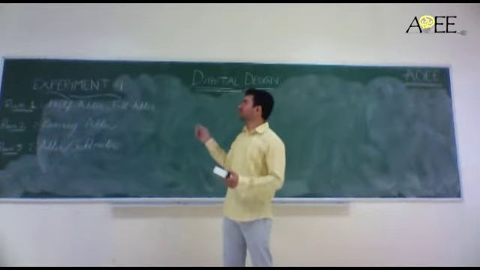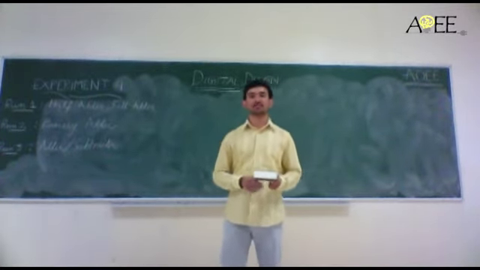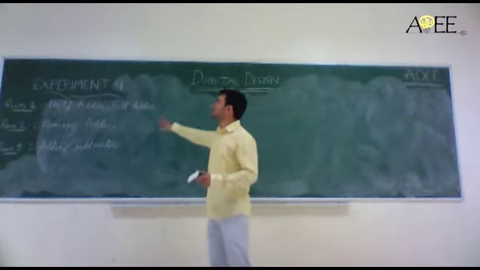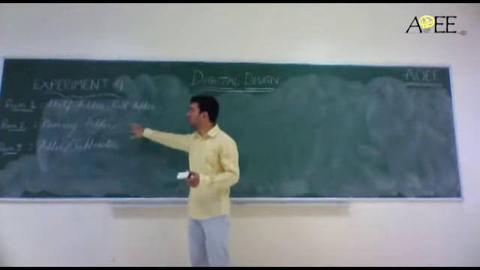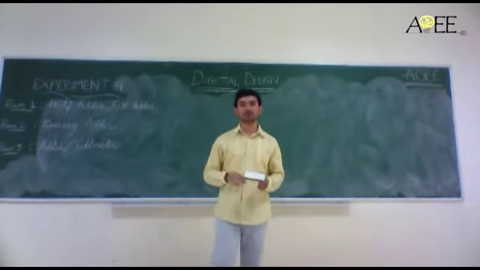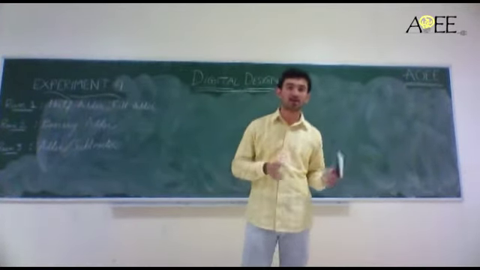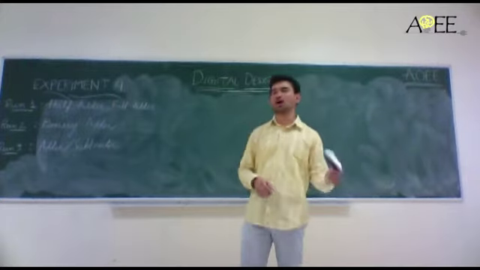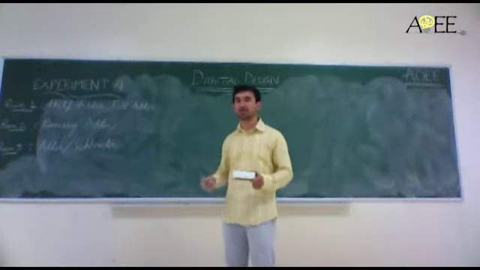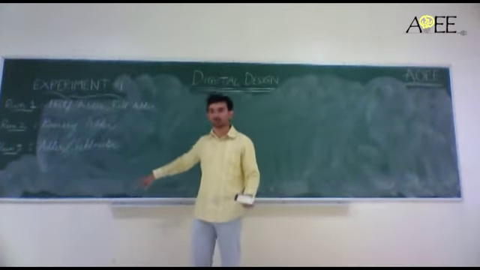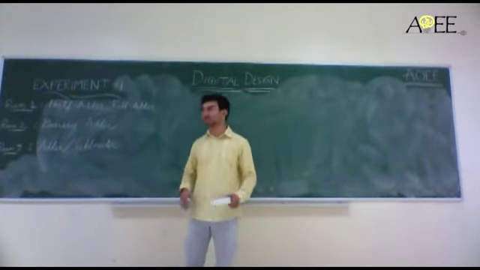Now we have the fourth experiment, which will be dealing with adders and subtractors. Run 1 is what is a binary adder, what is a half adder, what is a full adder. Run 2 is the binary adder, and run 3 will cover how, if we have an adder already, we change the IC or the connections to make it a subtractor as well, so that the same circuit functions as an adder as well as a subtractor.